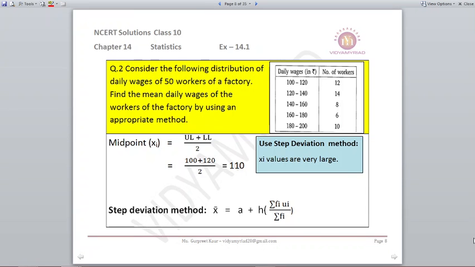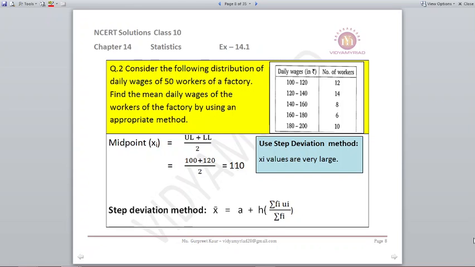Question number 2. Consider the following distribution of daily wages of 50 workers of a factory. Find the mean daily wages of the workers of the factory by using an appropriate method. Now let's look at the table first. The interval given goes from 100 till 200, so it means that my xi values will be quite large. So I am going to use the step deviation method.